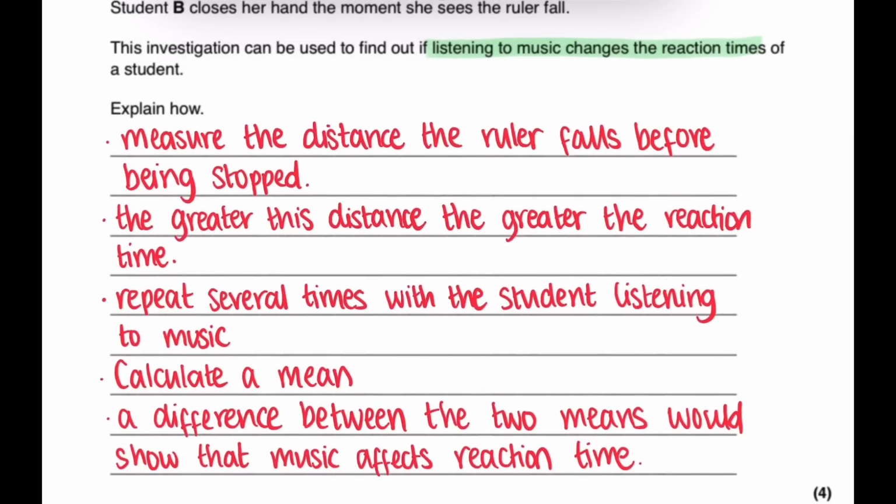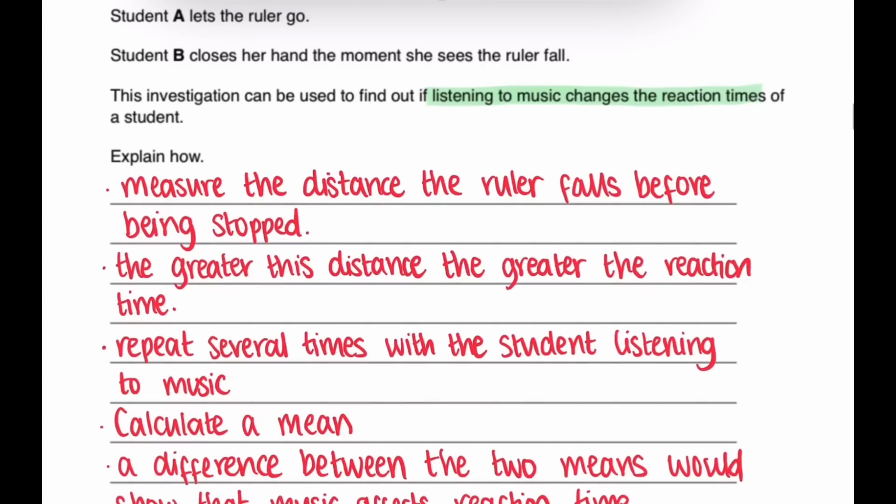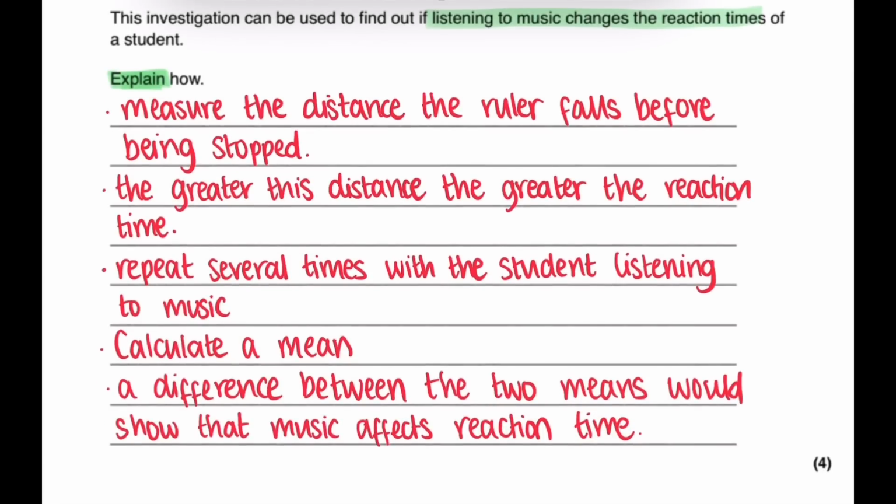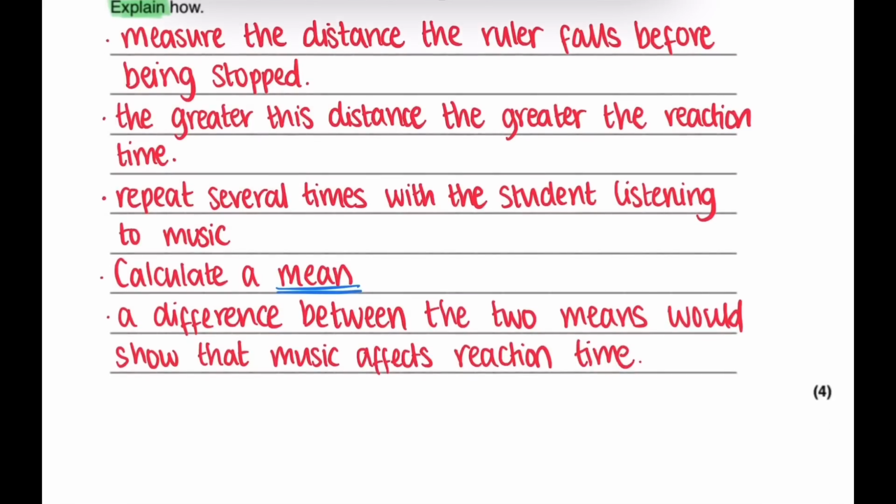Explain how. So, firstly, you want to be talking about measuring the distance the ruler falls before being stopped, and you're going to repeat this multiple times. Then, as it tells you to explain and not describe, you need to be saying that the longer the distance fallen, the greater the reaction time. Now you're going to repeat this several times with the student listening to music. And of course, in every experiment, you want to be calculating a mean. This is a very important point. A difference between the two means would show that the music affects reaction time. So you can say comparing it on a graph, comparing it on a table, etc.